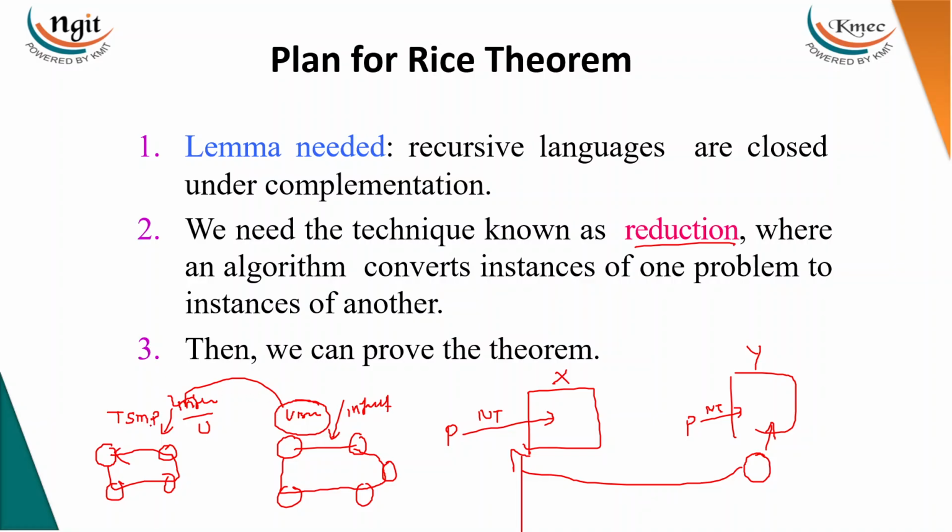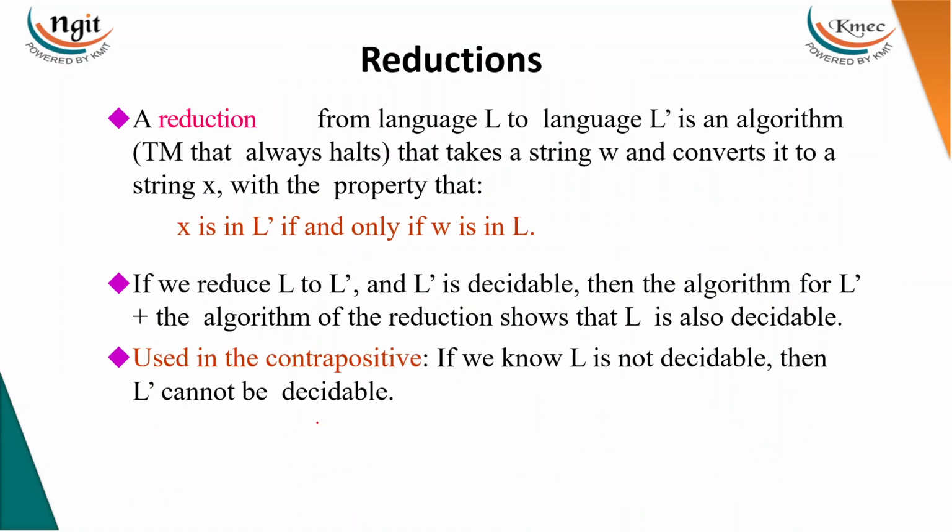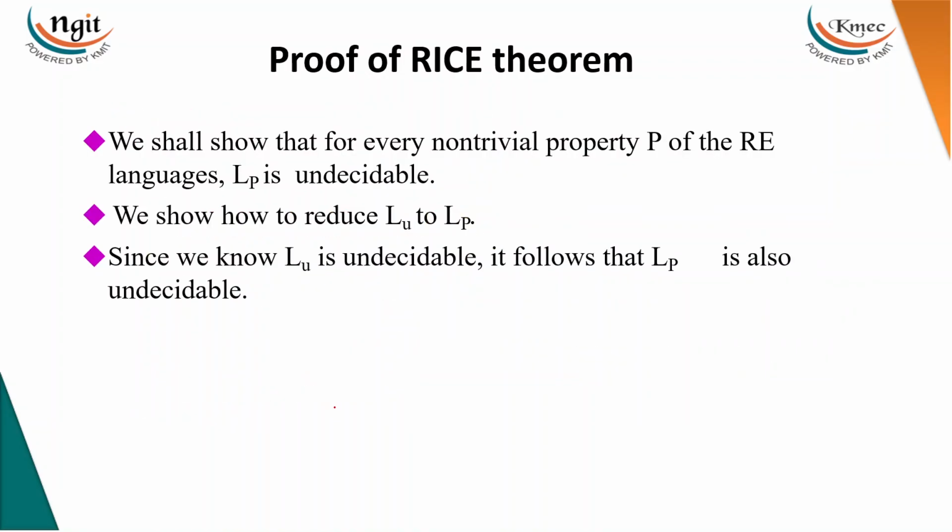then if some property is decidable in the traveling salesman problem, it is also decidable in visiting vertex, and if some property is undecidable in the traveling salesman problem, it is definitely undecidable in visiting vertex, because we have reduced this problem to the traveling salesman problem. Once you have reduced, everything decidable is also decidable here, and everything undecidable is also undecidable here. So reduction, as I told you: X is in L if and only if W is in L', where we are reducing L to L'. If we know that L is undecidable, then of course the reduction language L complement cannot be decidable. That's what we have discussed.